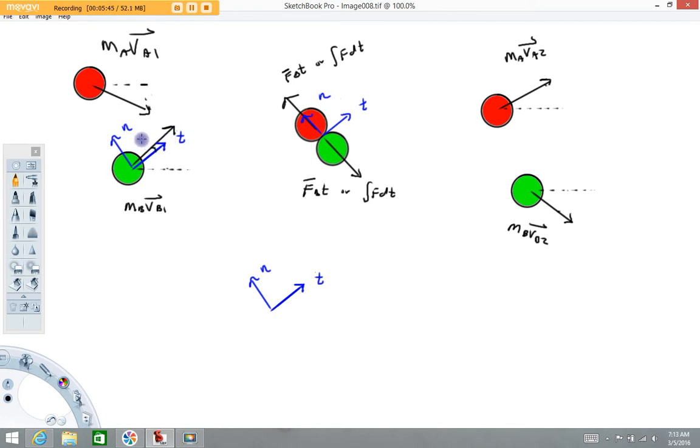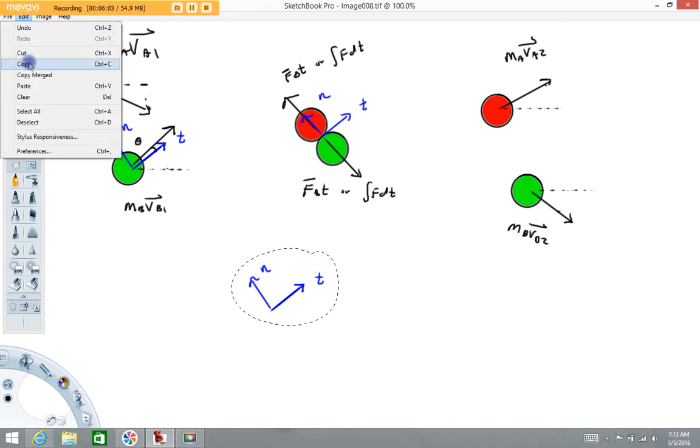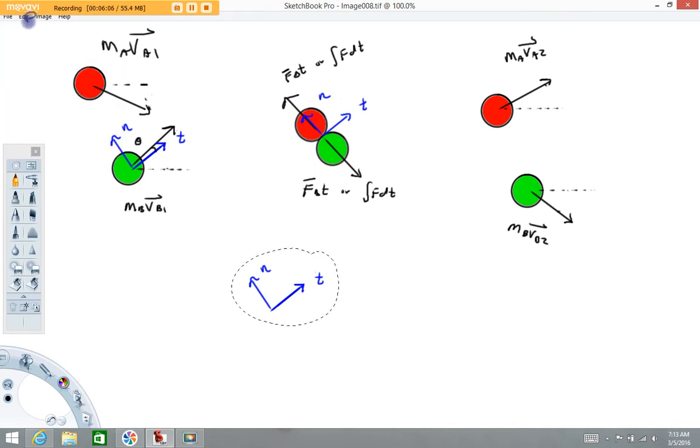All right, I'm going to give that angle a name. I don't know, maybe theta. Now I'm going to copy that again and put another one over here. And you'll notice over here, there is an angle between this vector and the tangential direction. I'm going to give that a name. Maybe something like this. I'm going to call that, let's see, theta, beta, I guess.